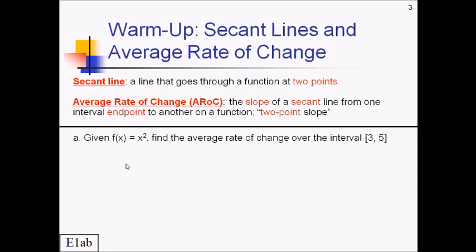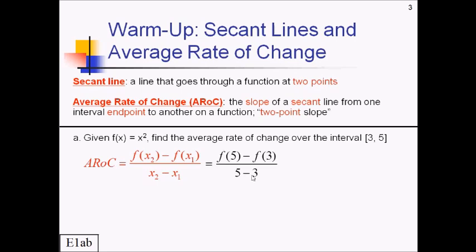If we're finding slope, we're essentially doing y2 minus y1 over x2 minus x1. In function terms, the official AROC formula here, we've got f of x2 minus f of x1, basically just y values up here, over x2 minus x1. So as applied to this problem, we're doing f of 5 minus f of 3 over 5 minus 3. So that's going to be 5 squared minus 3 squared over 5 minus 3. So 25 minus 9 over 2. And then that's just going to be, let's see, 16 over 2 is 8. So 8 is our average rate of change on this function.